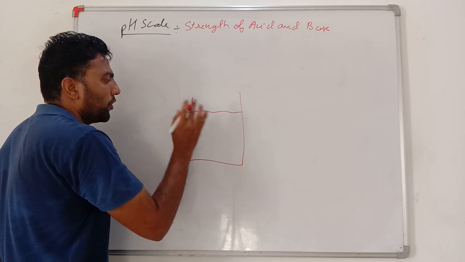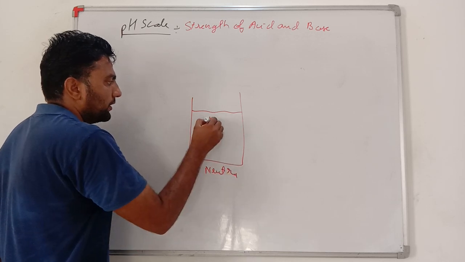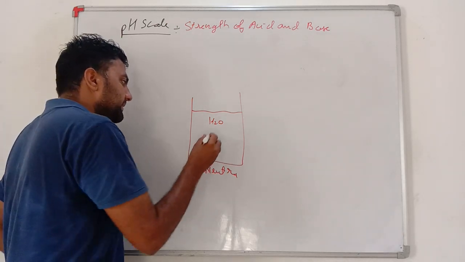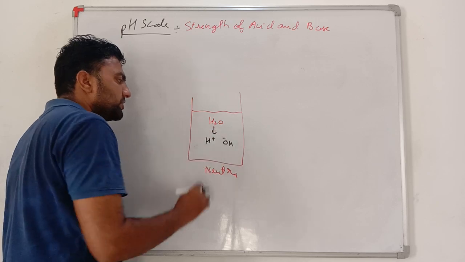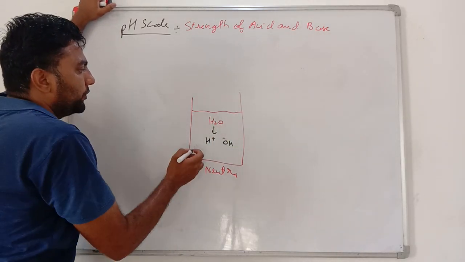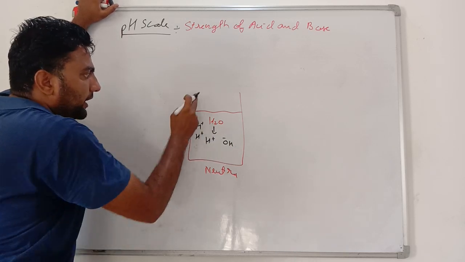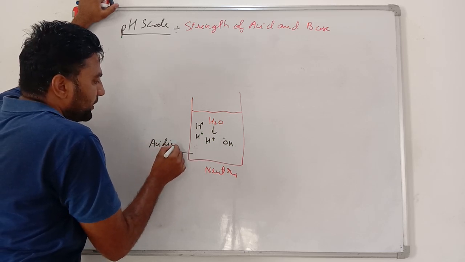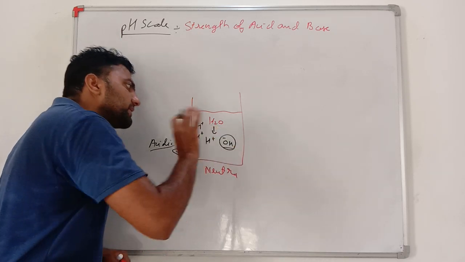Let's say this is pure water. It means it is neutral. H2O, if it dissociates, gives H plus and OH minus, yes or no? If I add acid into it, the H plus ion increases. If I add acid into this water, it becomes acidic, yes or no? But even though it is acidic, you can see OH minus is present in it.